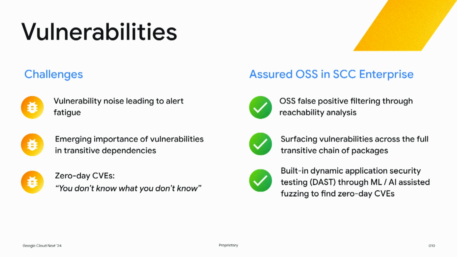Well, Assured OSS helps reduce vulnerability noise by doing false positive filtering through reachability analysis. It also surfaces vulnerabilities across the full transitive chain of packages and maps those vulnerabilities into their point of origin in the transitive chain so that you can understand the risk and take corrective action to mitigate that risk. And finally, Assured OSS has built-in dynamic security testing through ML AI-assisted fuzzing that finds new zero-day CVEs.